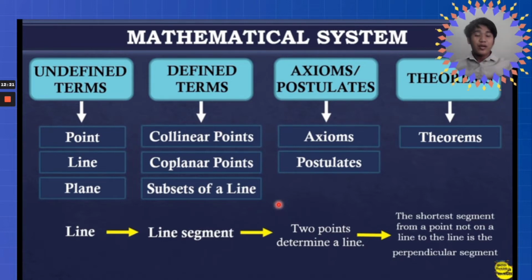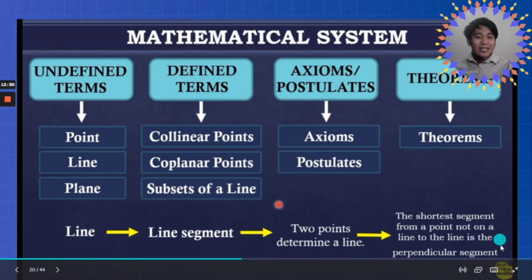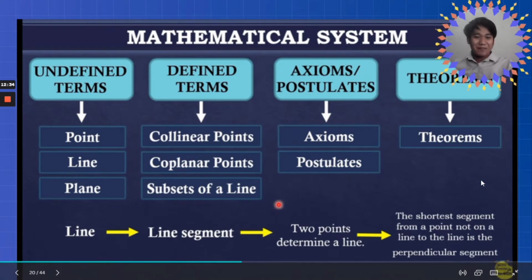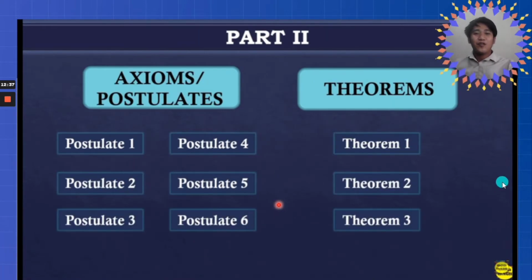And then for the theorems, class, this statement can be proven: the shortest segment from a point not on a line to the line is the perpendicular segment. So these are just examples. Let's proceed. For this part 2, we're going to discuss postulates 1, 2, 3, 4, 5, 6, and theorems 1 to 3. You know, class, there are too many postulates and theorems. But this time, we're just going to discuss these 9.